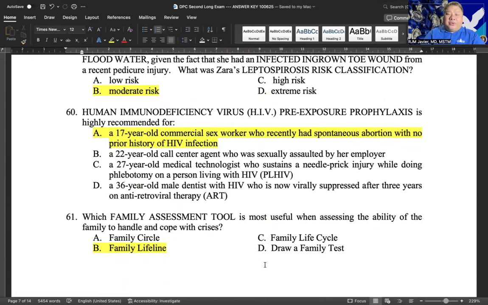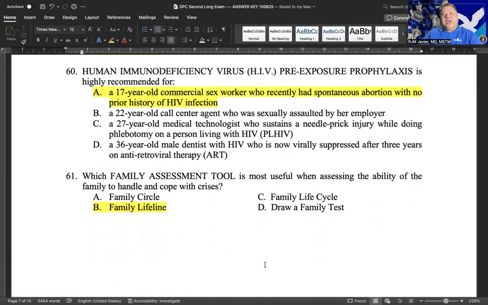And the last number for me is this. Human immunodeficiency virus pre-exposure prophylaxis is highly recommended for. So when we talk of your pre-exposure prophylaxis, as the name implies, it is a primary prevention for individuals who still do not have the disease, but for one reason or another, they are at a higher risk of acquiring human immunodeficiency virus.